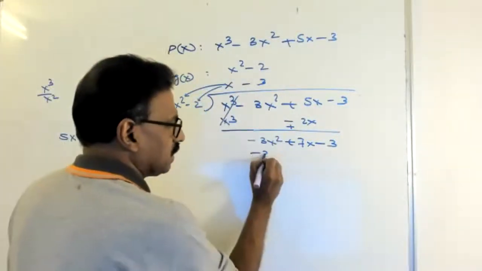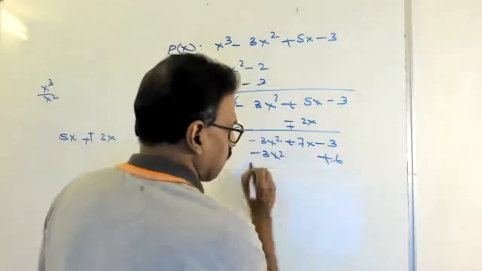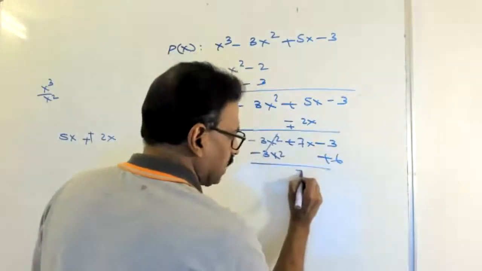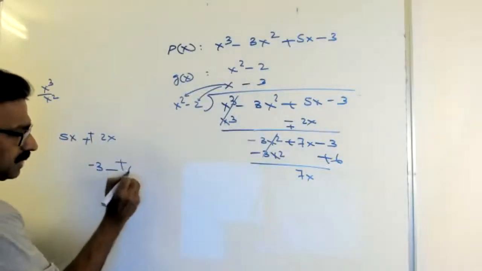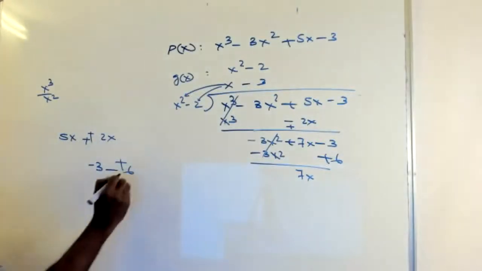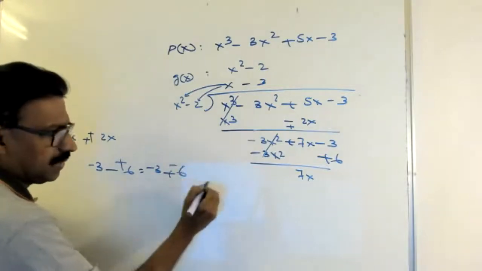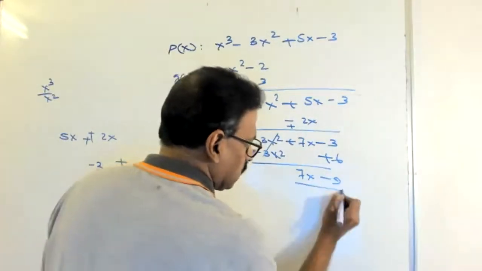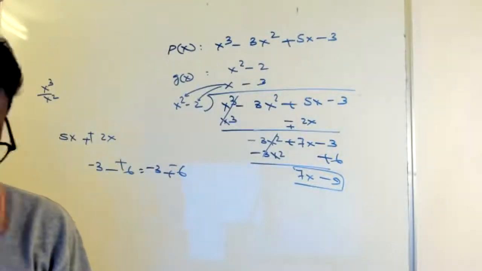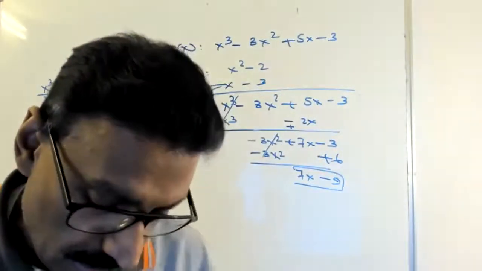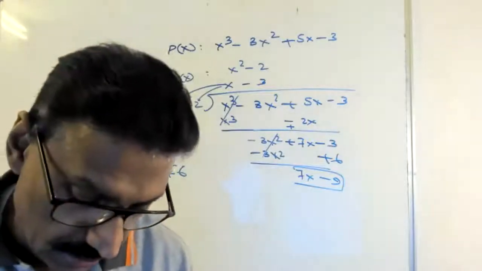Then minus 3x square, minus into minus, plus 6. It's cancel. This is 7x. Look, minus 3 minus plus 6. So what equal to minus 3 plus minus 6 equal to minus 9. So this is the quotient. This is the remainder. Clear or not? Yes, sir. Clear. Okay. Thank you. I'll show you one more question for all. Okay. Then after that, you can try yourself.